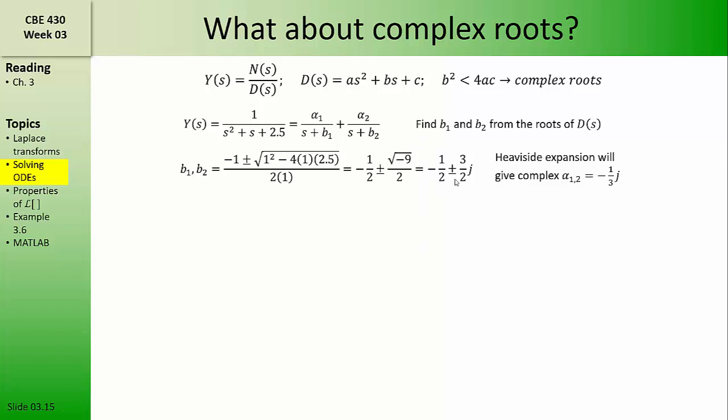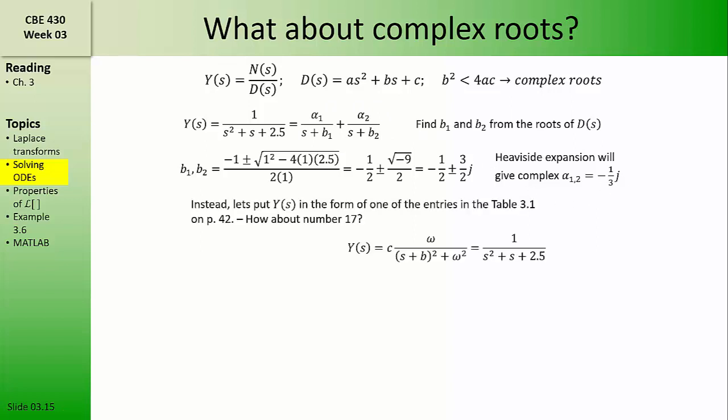If we were to use the Heaviside method to find the unknown coefficients alpha in the partial fraction expansion here, we would get complex numbers for alpha 1 and alpha 2. Instead, let's put y of s in the form of one of the entries in table 3.1. For example, we could use number 17, which is omega over (s plus b) squared plus omega squared. We set this equal to our expression for y of s.